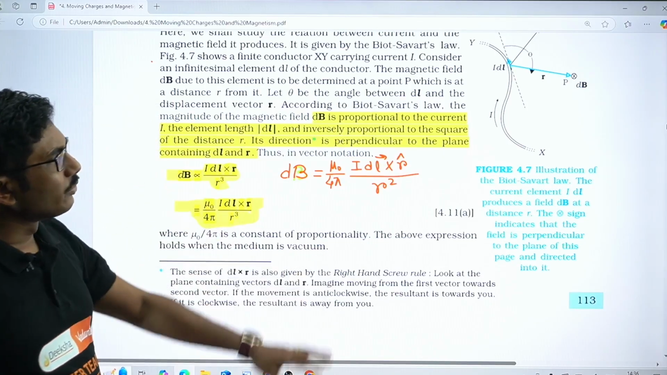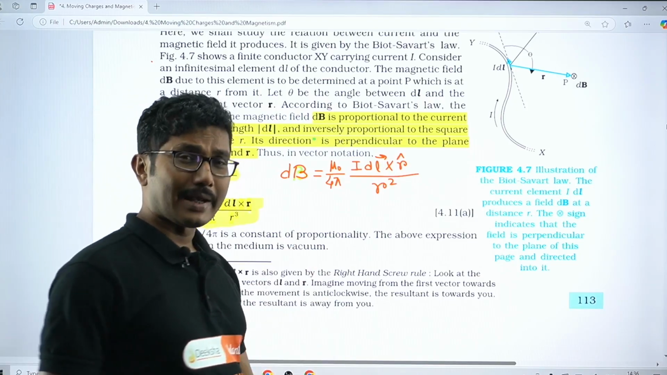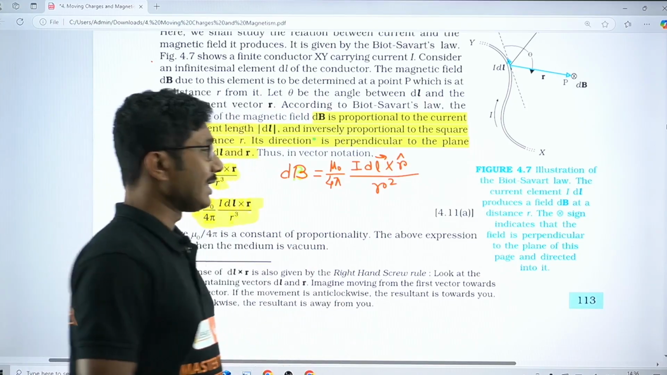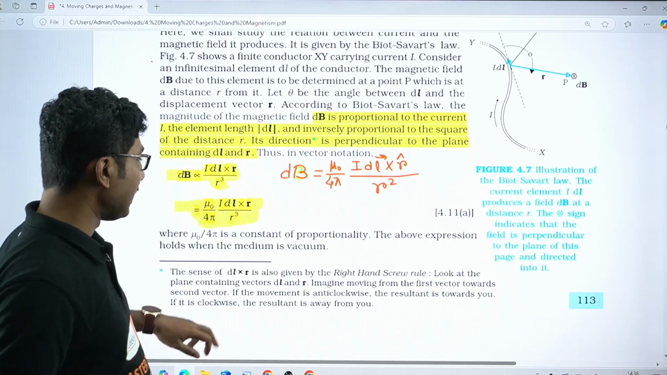Also, the right hand screw rule, you can find the direction of magnetic field using right hand screw rule. What is right hand screw rule? We will see in a while.